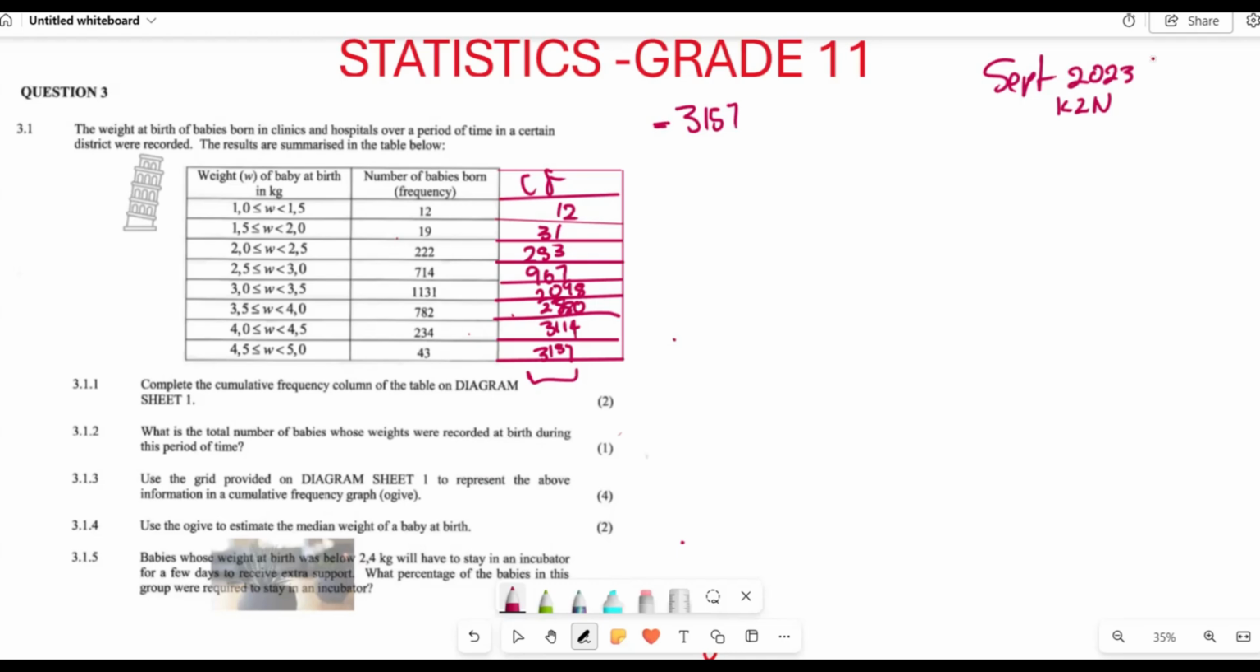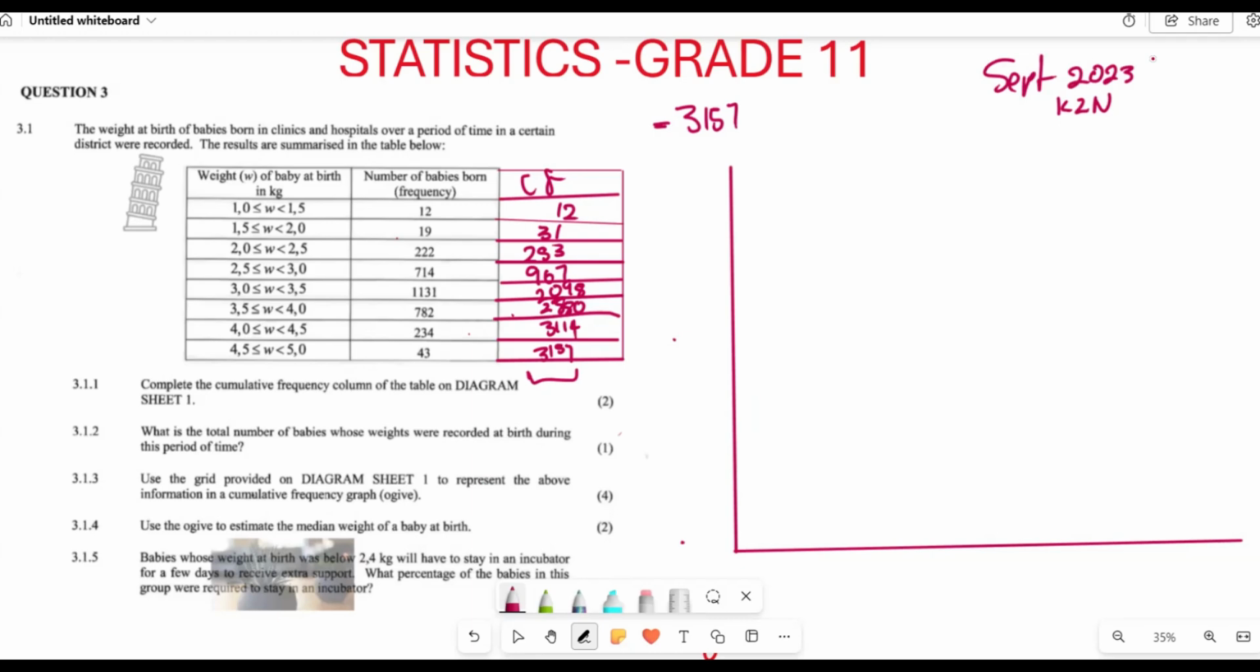Now the next question is they want us to use the grid sheet to draw your cumulative frequency curve, which is your Ogive. I can just draw it here and see what the best thing is that we can do from here. Are we together?